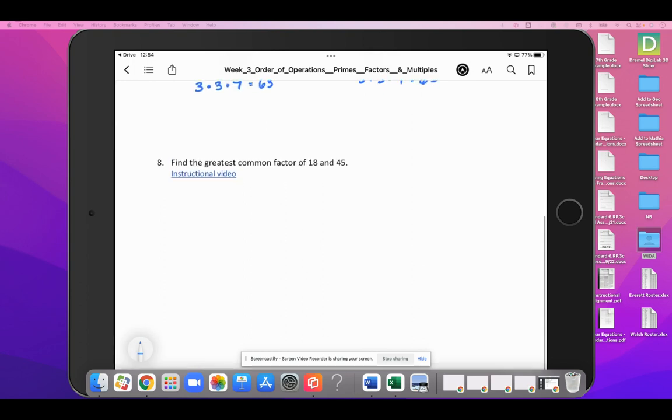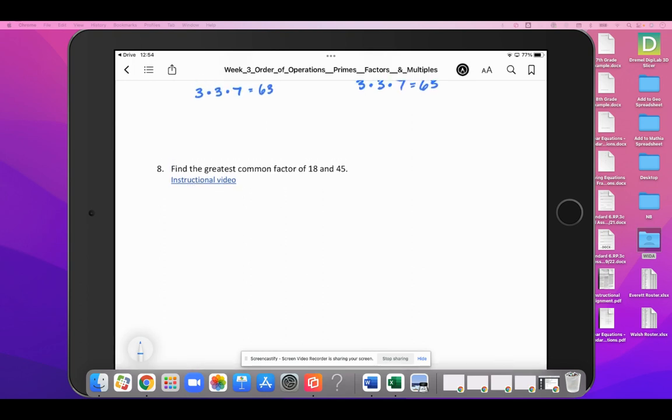Then the greatest common factor of 18 and 45 is going to be the largest number that 18 and 45 are both divisible by. So I'm just going to make a list of factors for 18 and a list of factors for 45. We'll see what the biggest one ends up being.